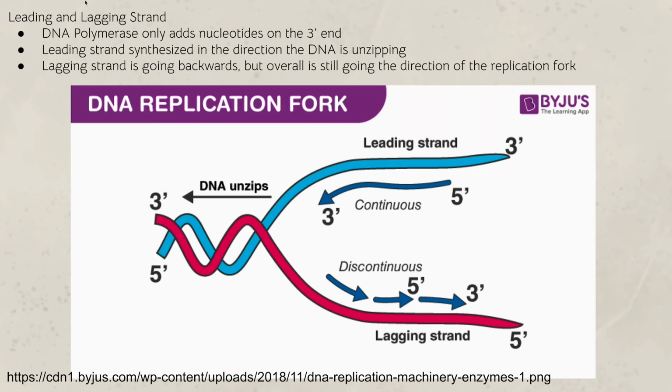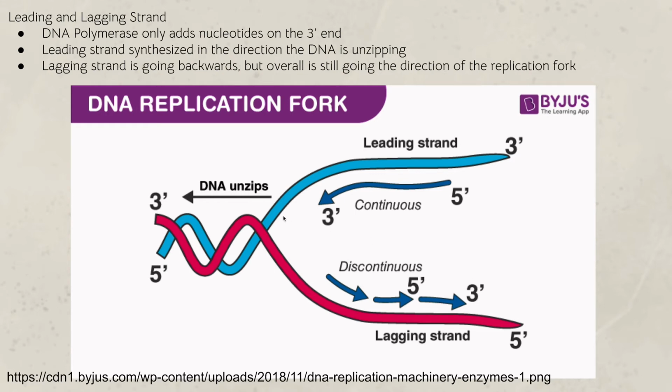Okay, so here is what I was talking about, the leading and lagging strand. So essentially, DNA polymerase can only add nucleotides on the 3' end. So if you look at it, the leading strand, that works perfect. It's synthesized in the direction the DNA is unzipping. So the DNA is unzipping this way. And because DNA polymerase adds only on the 3' end, it can just go like this, and it's perfect.